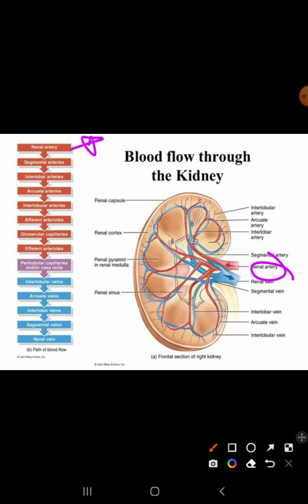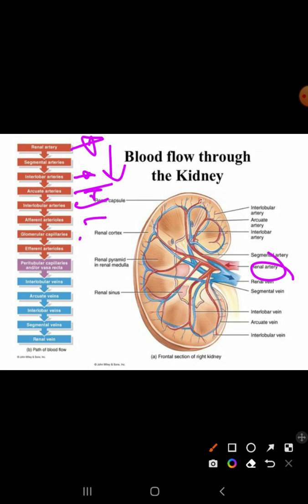Here is the overview. Renal artery. From the renal artery, blood goes to the segmental arteries, then to the interlobar arteries, then arcuate arteries, then interlobular arteries, then afferent arterioles.